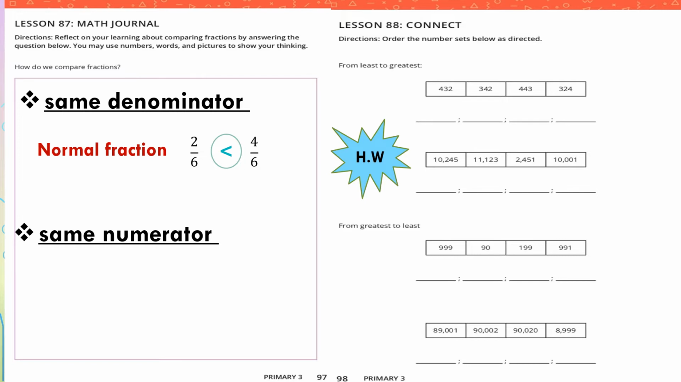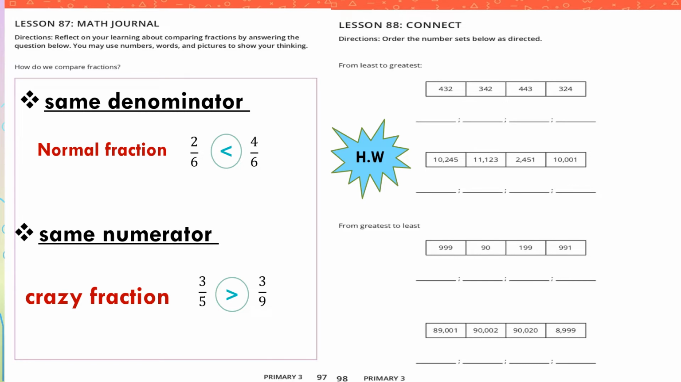The second type here, same numerators. For example, 3 out of 5 and 3 out of 9. Which is bigger in crazy, 5 or 9? Yes, 5 is bigger than 9 in crazy. So it's called crazy fraction.